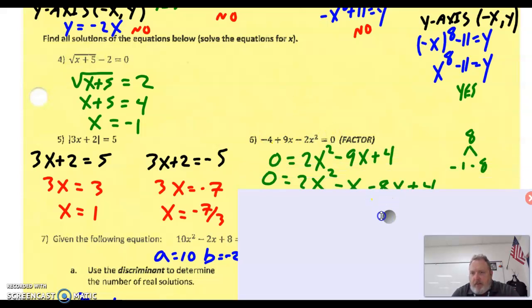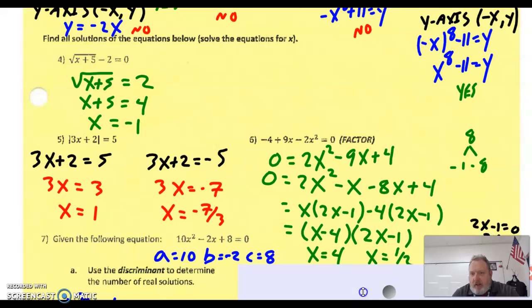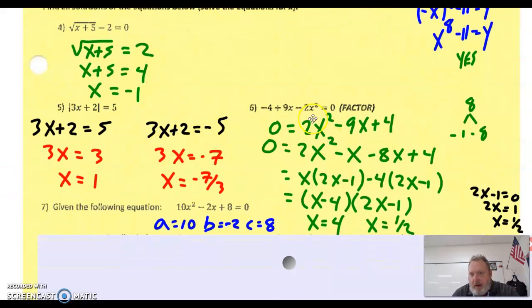Factoring over here, there's a couple ways you can do this. I did it slightly different, and what I did here is I moved all of these numbers over to the right side. The reason that I did that is I wanted to get positive a value. So I wanted the x squared term to be positive. Makes it much simpler, faster to factor than having that negative.